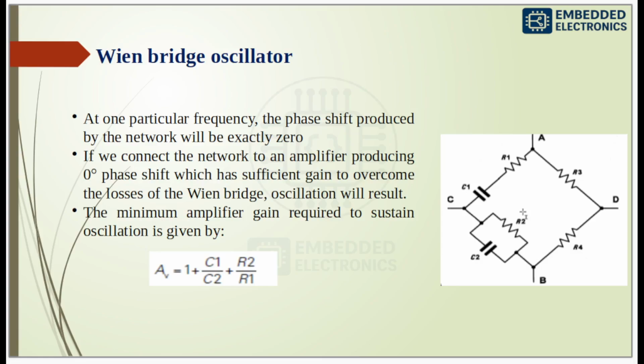So in Wien bridge oscillator, it has 4 resistors R1, R2, R3 and R4 and capacitors C1 and C2 that are arranged in a bridge. So the name is Wien bridge. This network creates a frequency selective feedback. Used with an amplifier, it produces a stable sine wave at a specific frequency. So it helps generate a clean sine wave signal in oscillations. So this is about the Wien bridge oscillator.